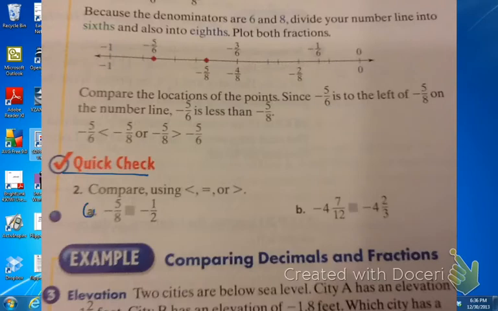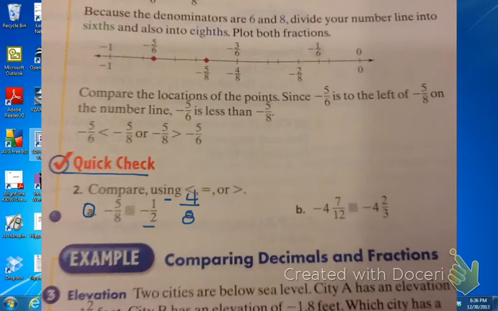Alright, so we're looking at A, which is negative 5/8 and negative 1/2. It's really going to help to compare these numbers if you have like denominators, so find an equivalent fraction. For example, 1/2, we can turn that into eighths by multiplying by 4. So do the same to the top: multiply 1 by 4. So 1/2 is the same as 4/8. Now we're looking at negative 5/8 and negative 4/8, comparing these numbers.